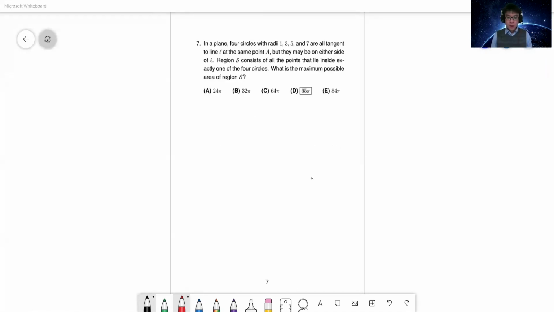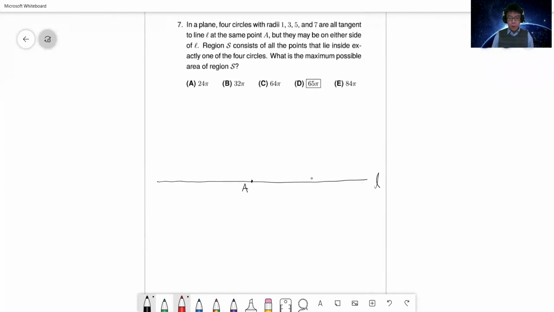Question 7. On the plane, we have a straight line L. And there's a point on the line called A. There are 4 circles. Their radius are 1, 3, 5, 7, all of them tangent at A. We consider the set S consists of all the points that lie inside exactly one of the 4 circles. Because we have 4 circles tangent at one point, there are only 2 sides, so some small circles should lie in some big circle. And the small circle's area should be subtracted.